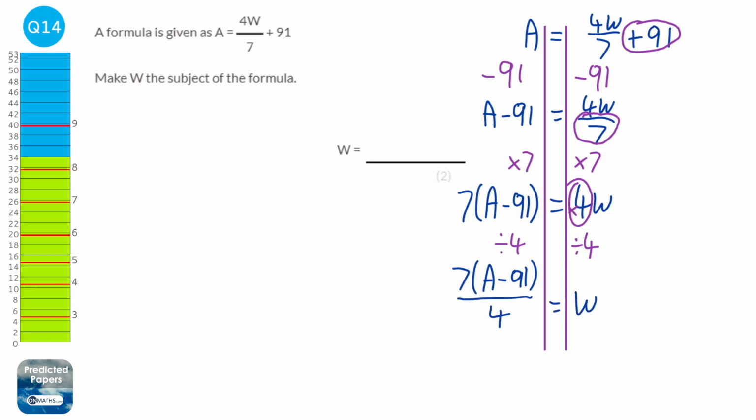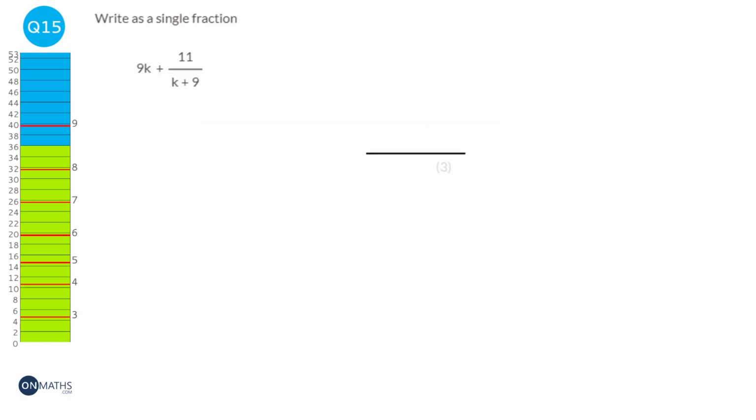Now, some of you might be thinking that we haven't finished the question because we've got a bracket still. But actually, the bracket is absolutely fine to leave. We don't need to expand it. When we add fractions or integers and fractions, we need the denominators of the fractions to be the same. And when we've got an integer, we just convert it to a fraction. And here we've got 9k, and we need to convert that to a fraction that is over k plus 9.